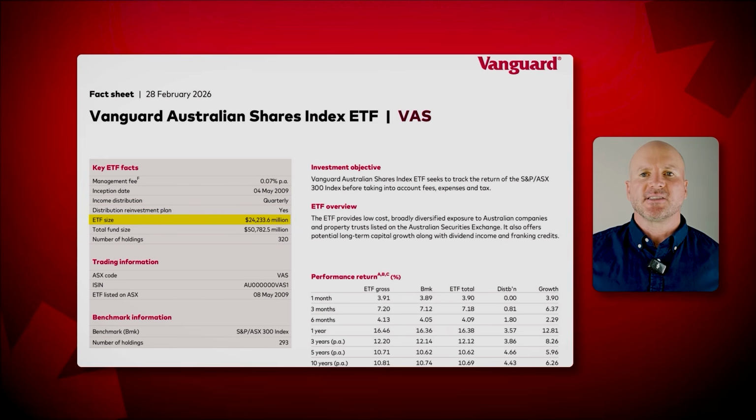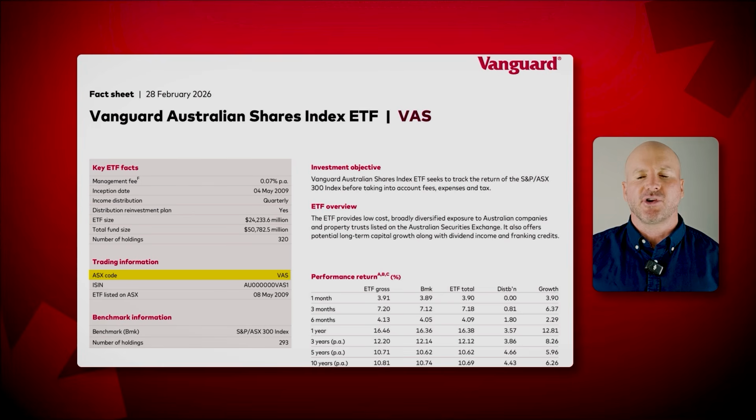You'll also see ETF size, which is how much money is invested in that ETF. Larger funds are usually more liquid and easier to trade. Then we have the number of holdings. This tells you how many companies you own through the ETF. Then there's the ASX code, which is what you type in to buy it on the Australian Stock Exchange.